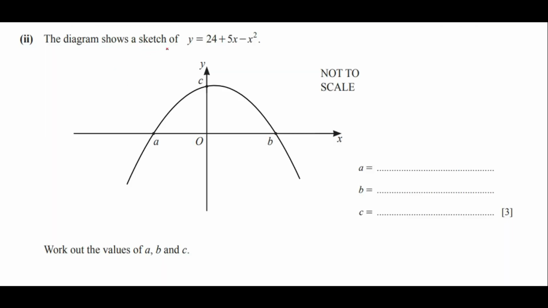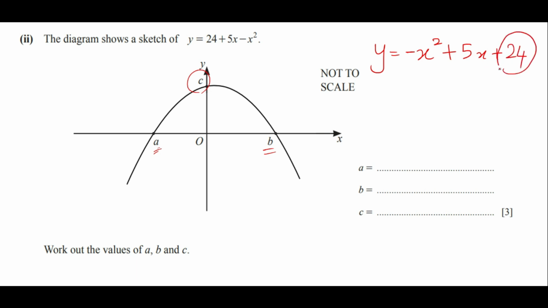Now this diagram shows a sketch of y equals 24 plus 5x minus x squared. They have asked you to find the values of a, b and c. So they want a, b and c. So first let me just rearrange this equation. y is equal to minus x squared plus 5x plus 24.